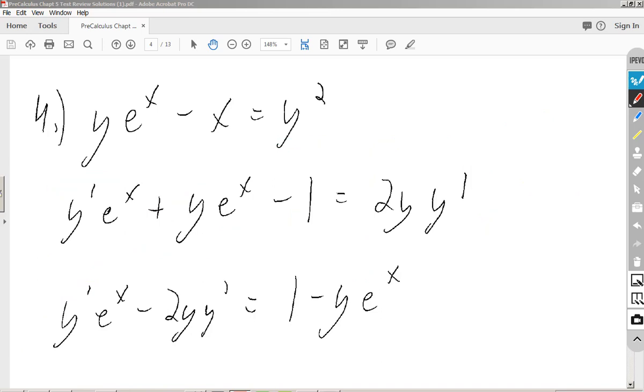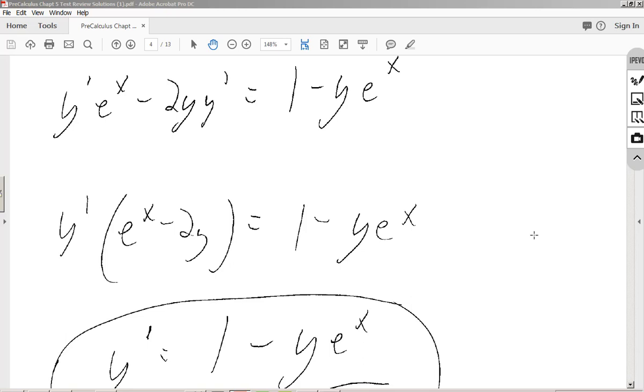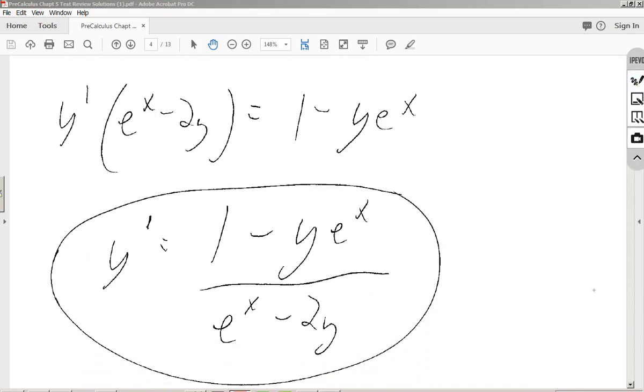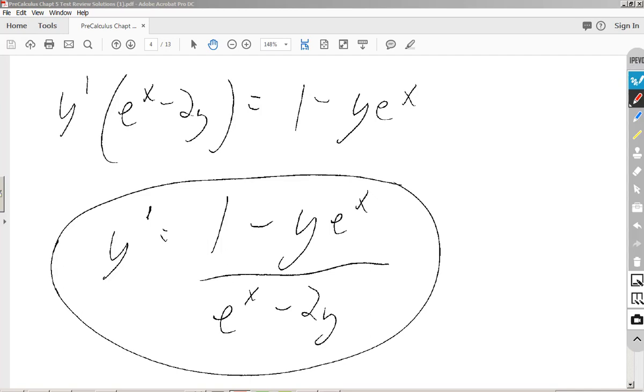Now that I've done that, I'm ready to go ahead and factor out my y prime. So factoring out my y prime, so here's my y prime that I'm going to factor out. So I'm just going to be left with e to the x minus 2y. I still have on this side of my equation 1 minus y e to the x. So now to finish this off, solving for y prime, I'm going to divide both sides by e to the x minus 2y to get my final answer.